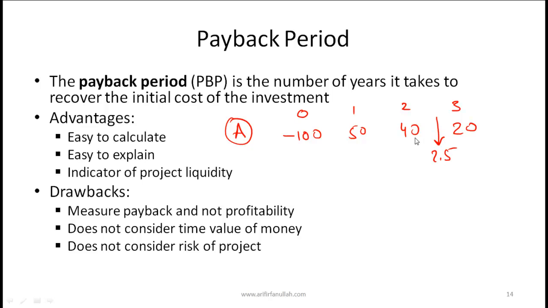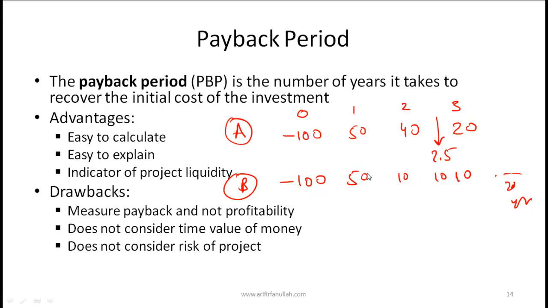so the payback period for this project will be 2.5. Now let's say that project B has cash flows like this: minus 100, and then 50, and then 10, 10, 10 for, let's say, 20 years. So for this project the payback period is much longer.